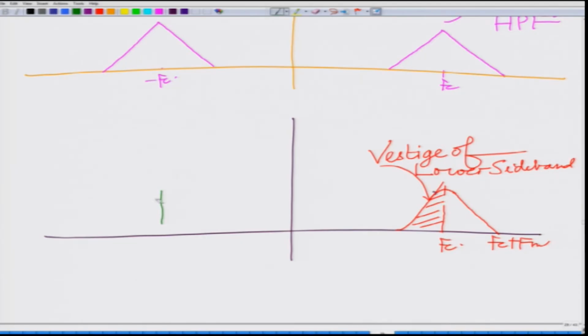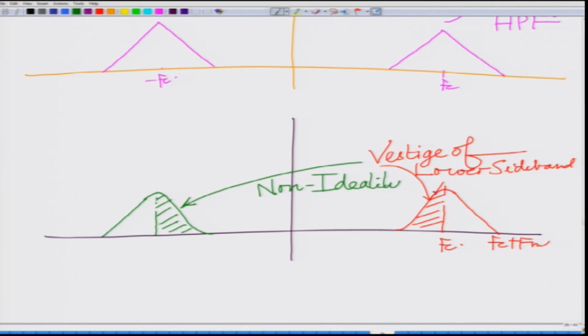And similarly, over here when you pass this through this non-ideal high pass filter, what you pick up is something that looks like this. This is a vestige of the lower sideband. This is basically your non-ideality, or the impact of non-ideality.